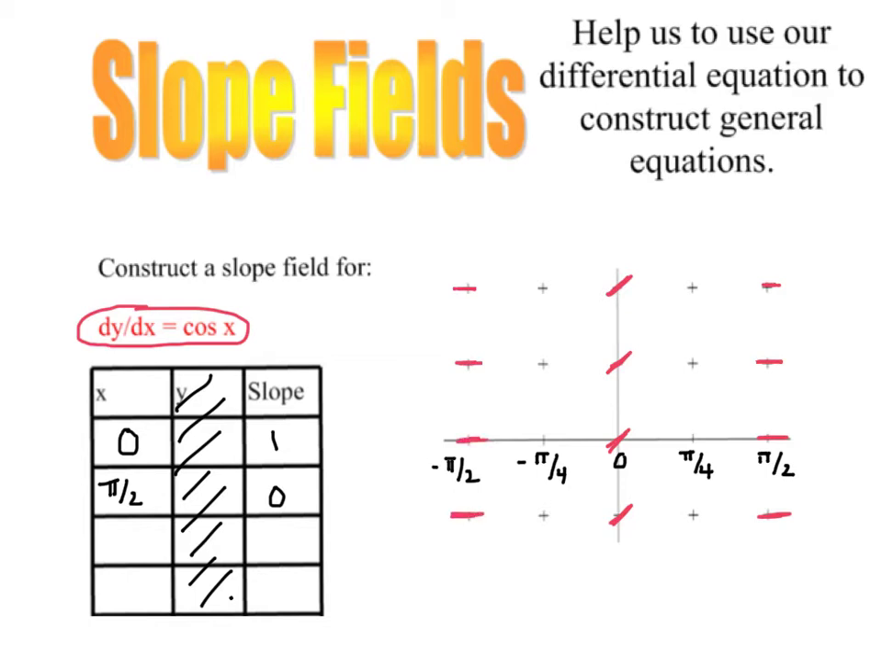Finally, let's do pi over 4. Hopefully you remember that the cosine of pi over 4 is square root of 2 divided by 2. That's about 0.7, so it's still a positive slope, but less positive than 1. So I'm going to draw a slope that's just a little less steep than the one next to it. And of course over here would be the same. Okay. So this is a slope field. That's all there is to it.